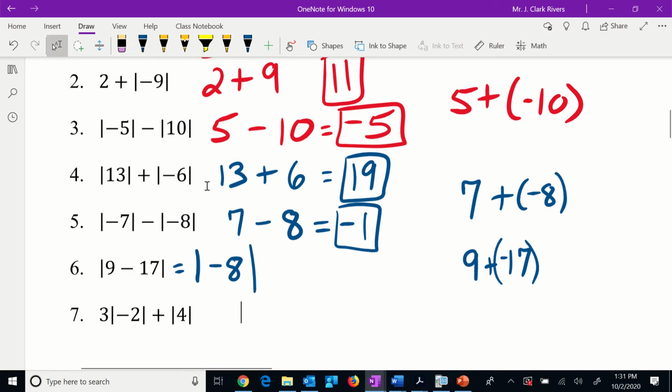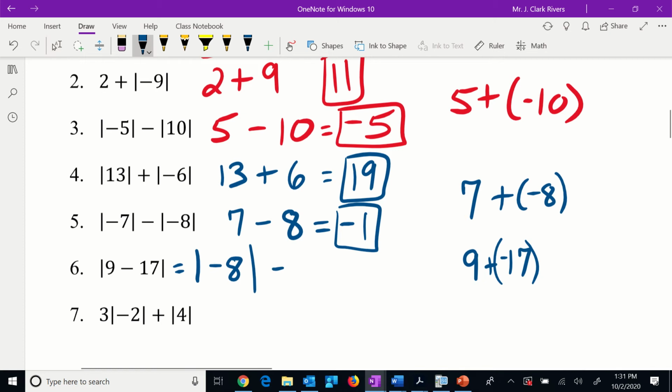One more time. What do we do here? We perform the operation inside the absolute value first, just like parentheses. Then we take the absolute value. So 9 minus 17, this is like 9 plus -17. -17 is further from 0 than 9. How far is 9 from 17? They're 8 units apart, so that's -8.